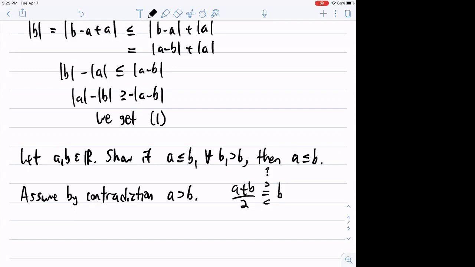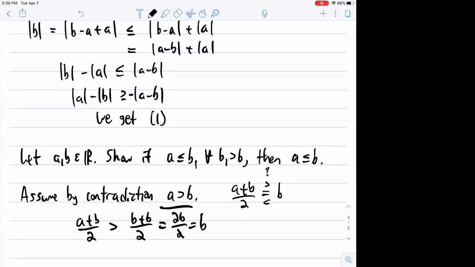Because if we assume this, then this is bigger than B plus B over 2, right? Because A is bigger than B. And this is 2B over 2, so this is just B, right? So certainly A plus B over 2 is bigger than B.